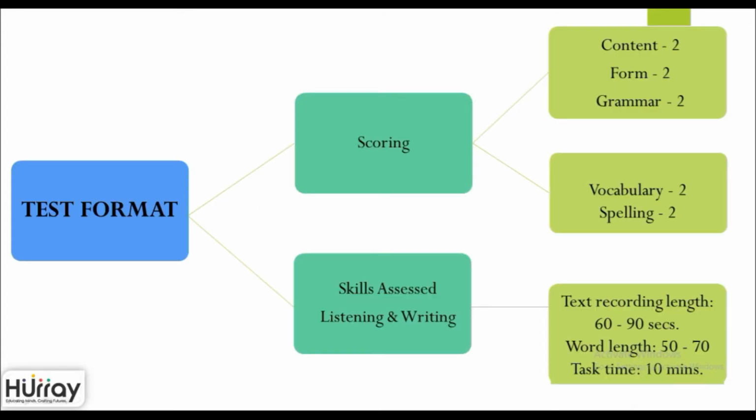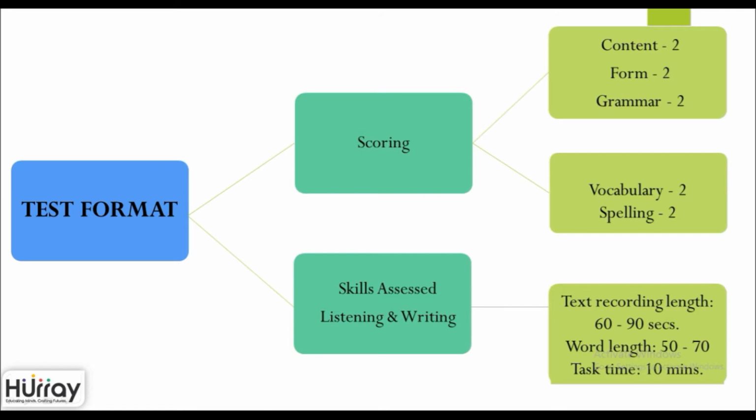The test format is as follows. Your scores are divided into the following parts. For content, you will get 2 marks. For form, which basically means the structure in which you're writing, you will get 2 marks. Your grammar should be absolutely correct. That also is allotted 2 marks. The same goes for vocabulary and spelling, which consist of 2 marks each. If your vocabulary is appropriate, you will definitely get full marks or you will get less than that. That is 1 or 0. The same goes for the others.